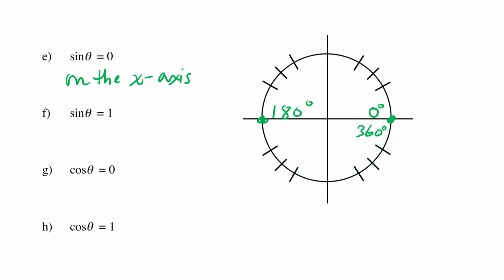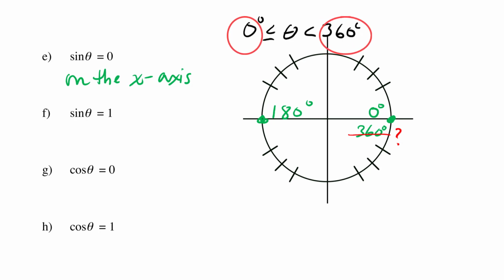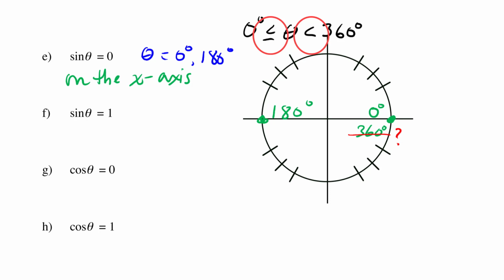Okay, so do we have 3 solutions here? Yeah, I'm not so sure about that 360 degrees. Remember that we have a restriction on theta, that theta is between 0 degrees and 360 degrees, but 0 is an included value and not 360. So we actually only have 2 solutions, 0 degrees and 180 degrees.